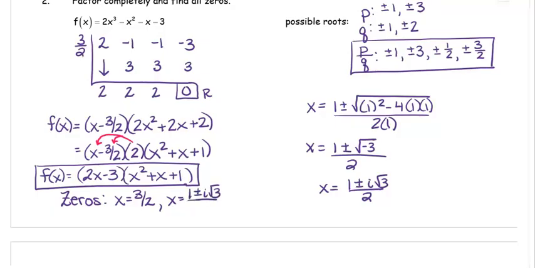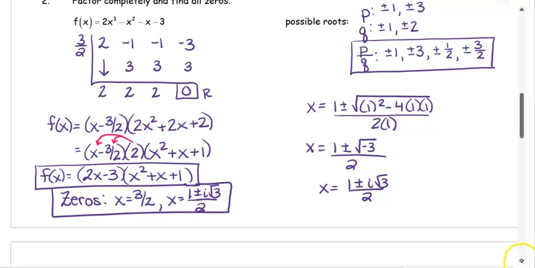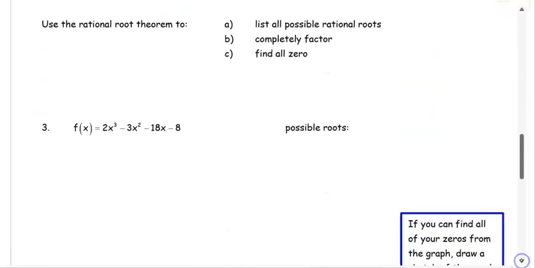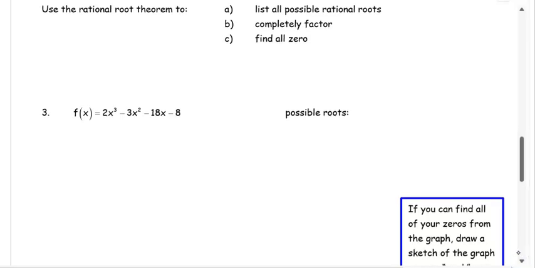All right, so originally the degree was 3, and take a look, I found 1, 2, 3 solutions. All right, let's flip it on over and take a look at another one. I want to list my possible rational roots, I want to factor it, and I want to find the zeros.